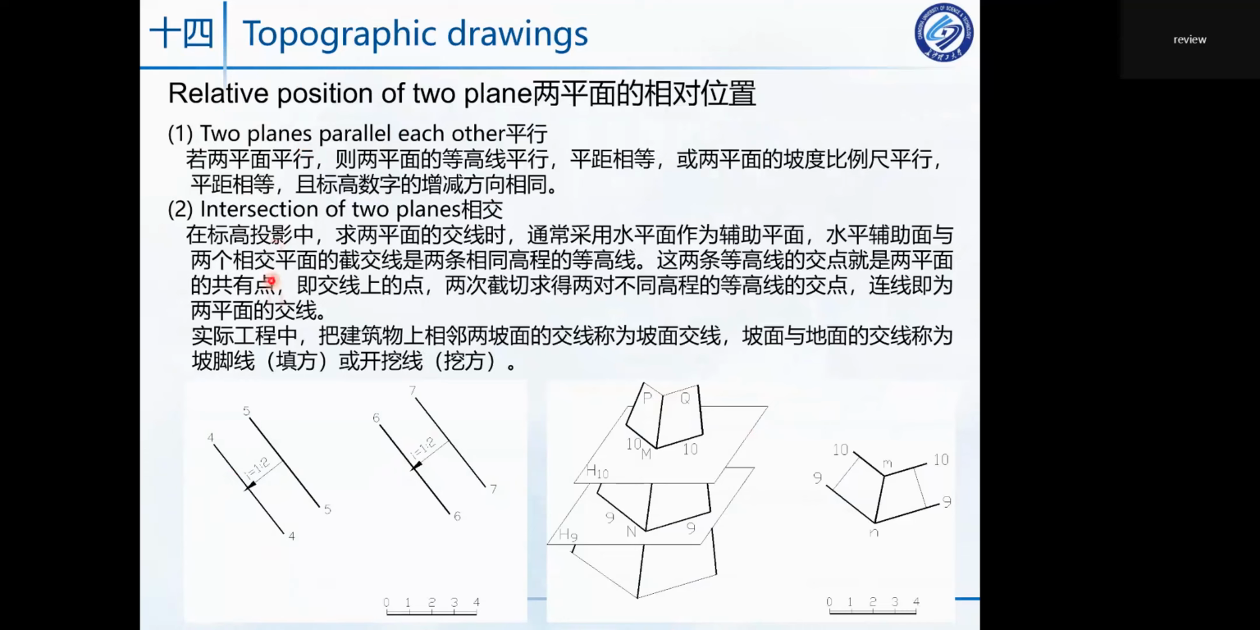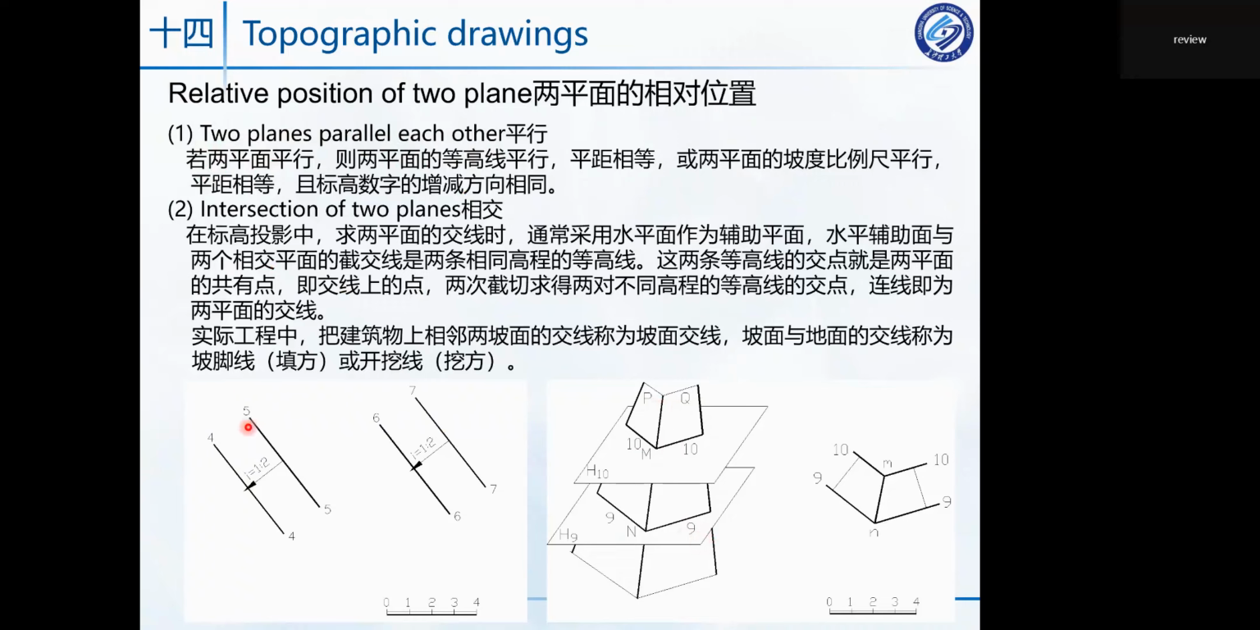Okay, so there are only two relative positions between two planes. The first is that the two planes are parallel to each other. The next is the intersection of the two planes.